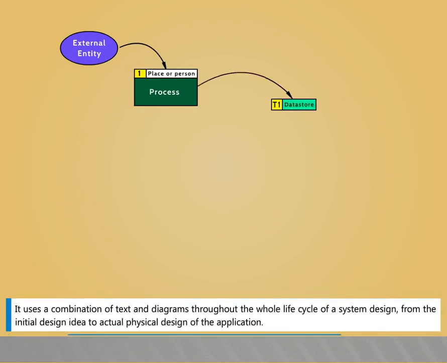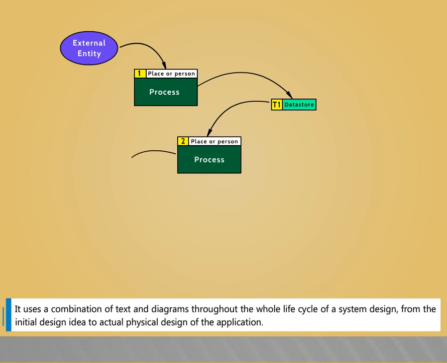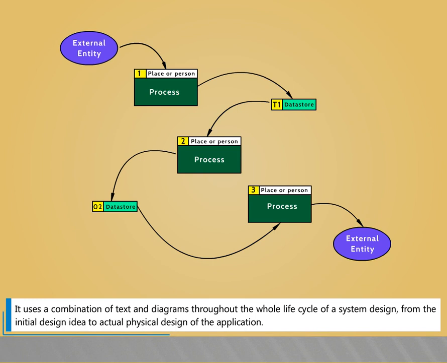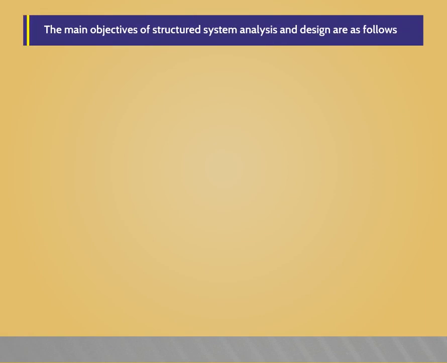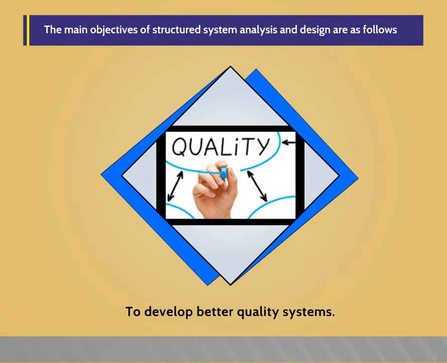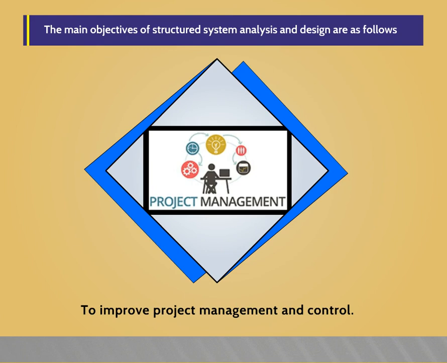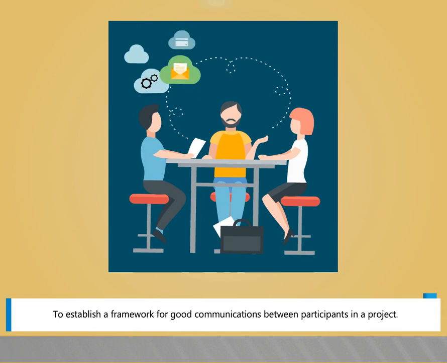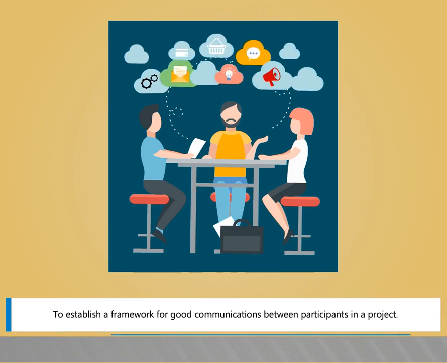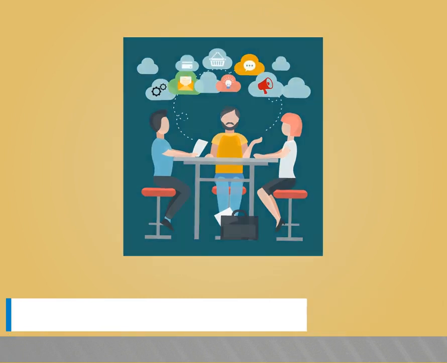It uses a combination of text and diagrams throughout the whole life cycle of a system design, from the initial design idea to the actual physical design of the application. The main objectives of structured system analysis and design are as follows: to develop better quality systems, to improve project management and control, to establish a framework for good communications between participants in a project.